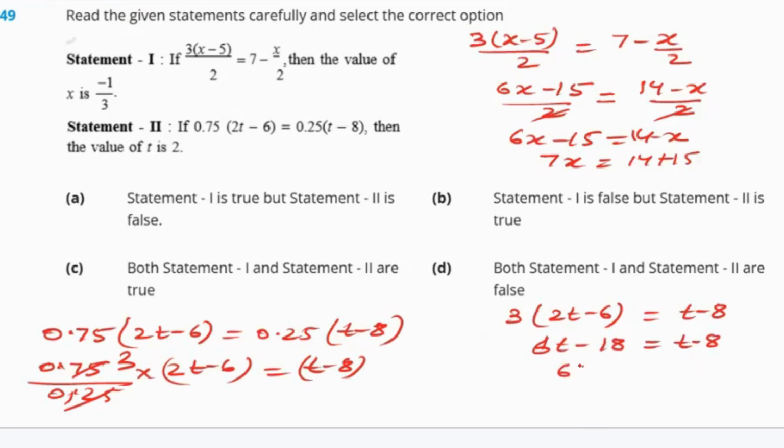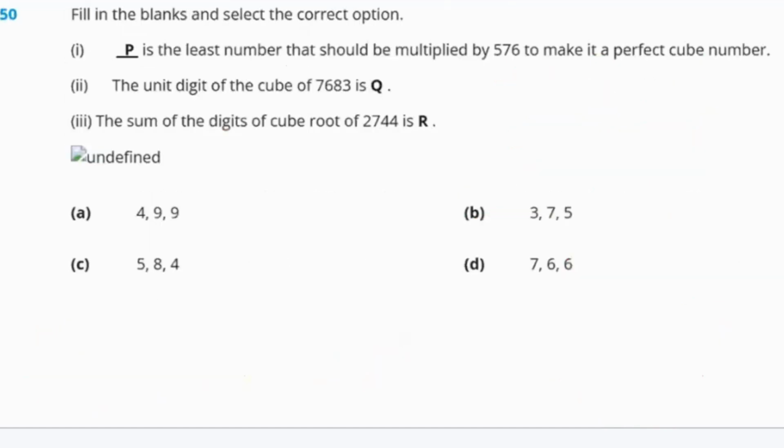So 6t minus t, we are getting 5t, and minus 8 plus 18, which is 10. So we are getting 5t is equal to 10. The value of t we are getting is 2. So we are getting the statement 1 is false, but the statement 2 is true. Option B. Now the next one.